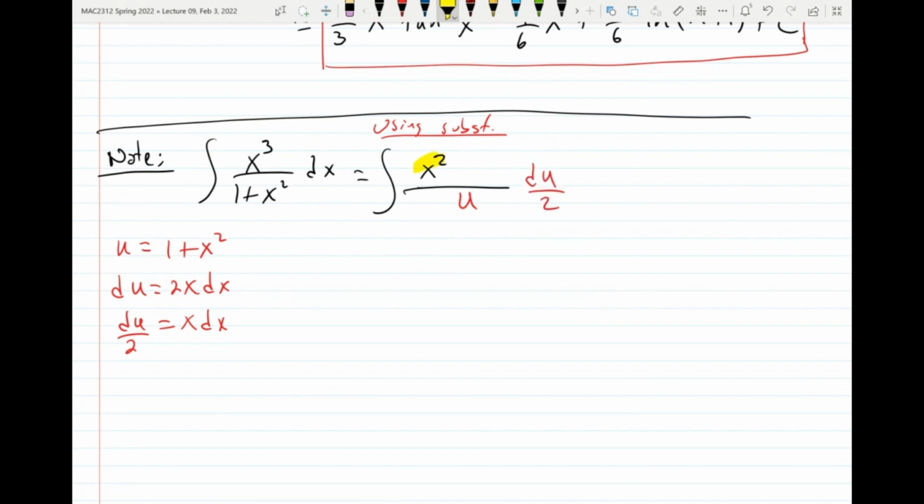All we have left is we need to figure out what to do with this fella. What do we do with x squared? Well, we can come here and say, well, if u is equal to 1 plus x squared, it follows that x squared equals u minus 1. Okay? So then I write here u minus 1. Did you understand this?